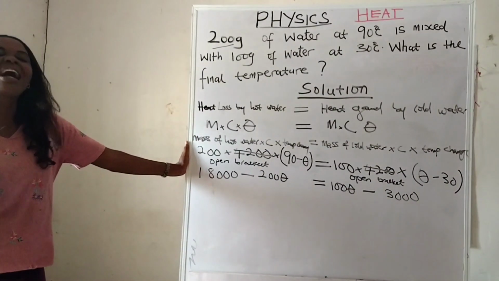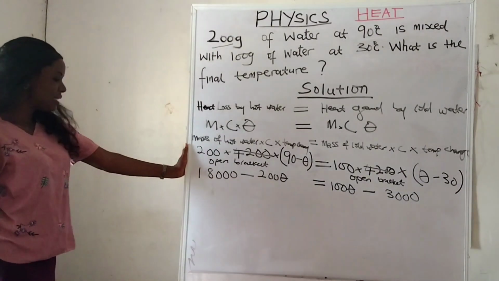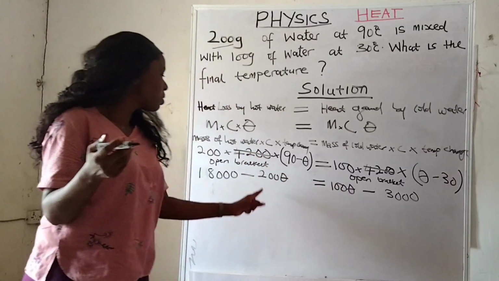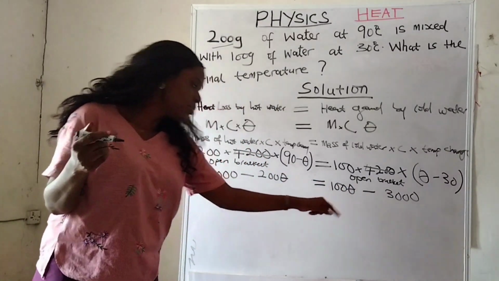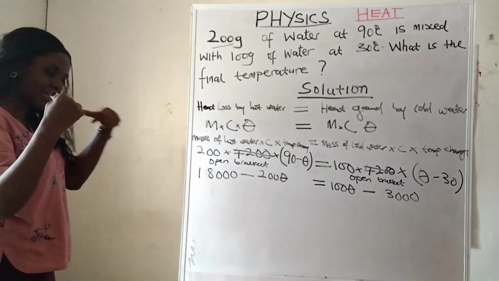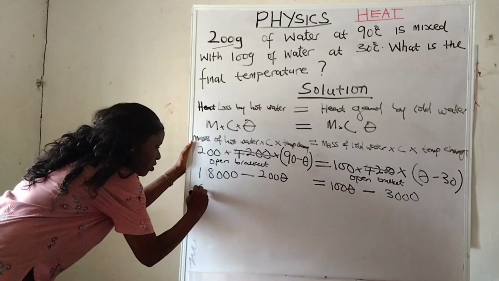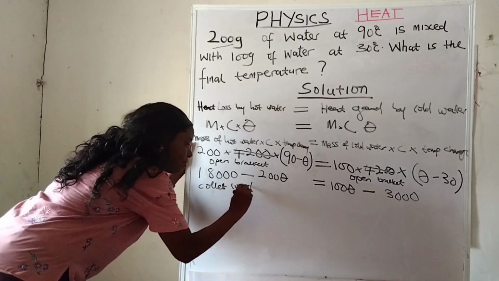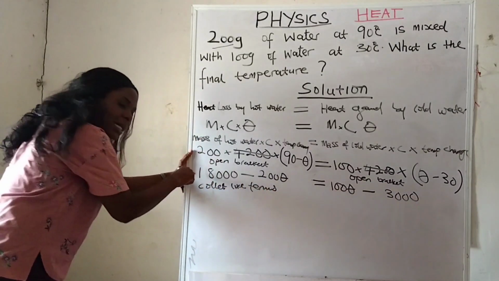What do I do now? I collect like terms. How do I collect the like terms? I will join this one to this. Then this one that has theta, I join two of them together. That will make me to write something like this. I'll start now, collecting like terms. Let me write it also. Collect like terms. Okay? So I'll write this one first.